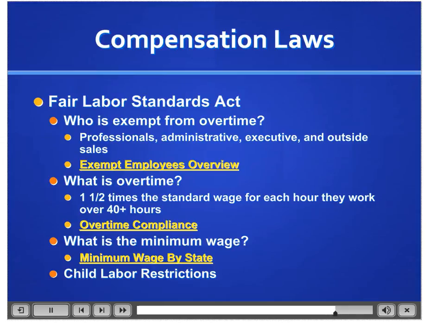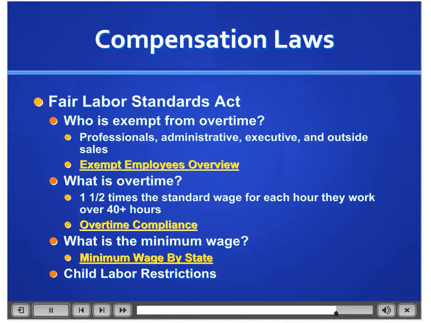The exempt employees overview goes into detail about what exactly is involved in being a professional or an administrator or an executive or an outside sales rep. In terms of overtime compliance, it is important to recognize when we give overtime, under what circumstances, and what it needs to look like in terms of wages and things like that.